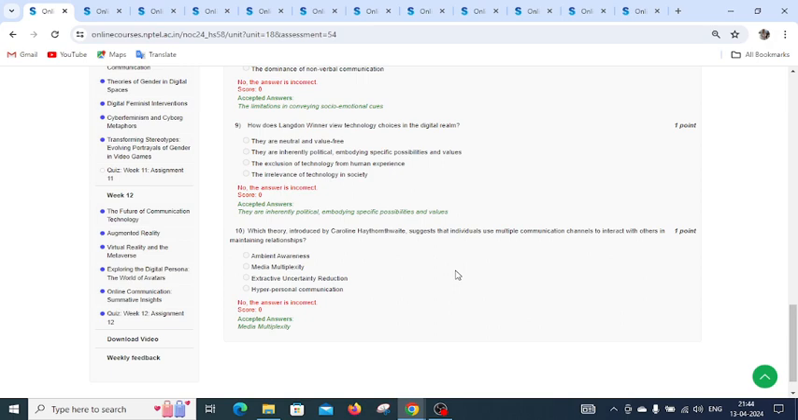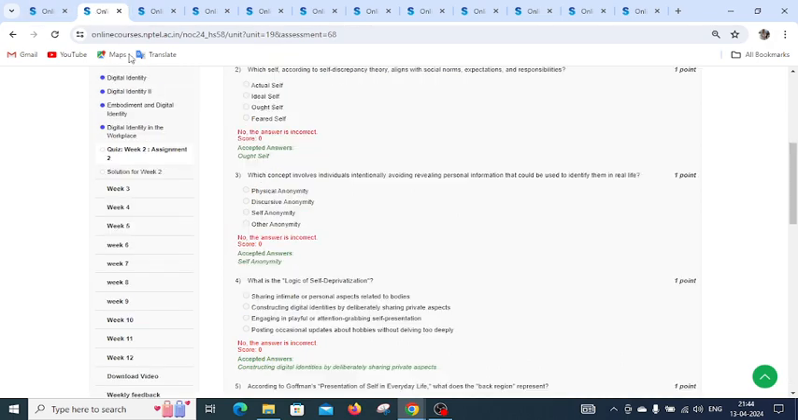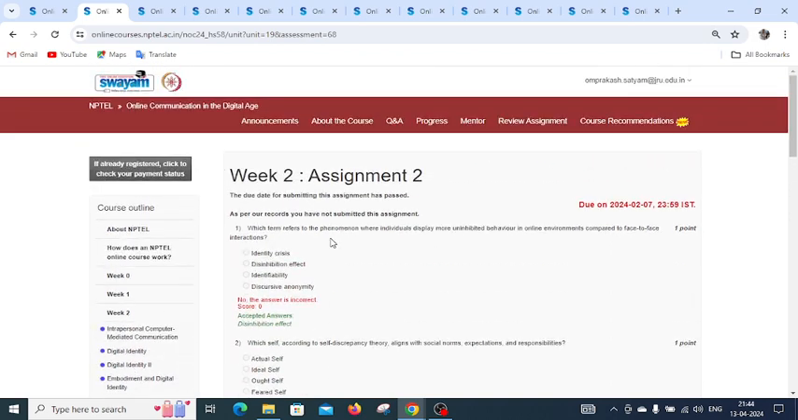media multiplexity. Moving to week 2 assignment, continuing, which term refers to the phenomenon where individuals display more uninhibited behavior in online environments compared to face-to-face interaction? And the right answer is disinhibition effect, which, according to self-discrepancy theory, aligns with social norms, expectations and responsibility.